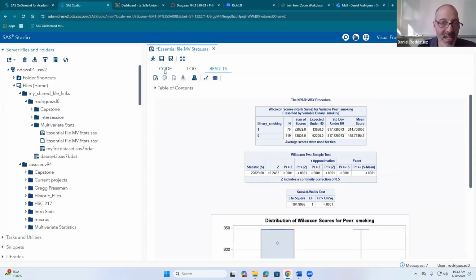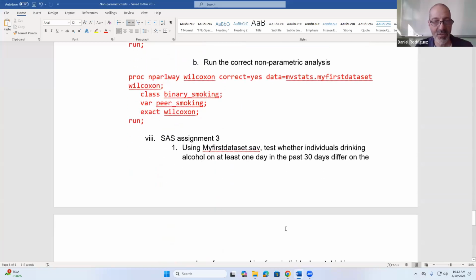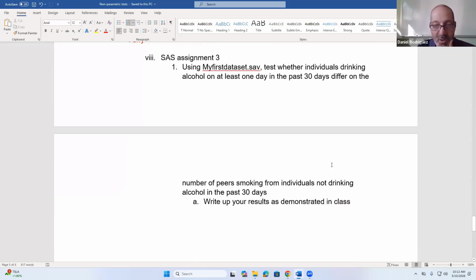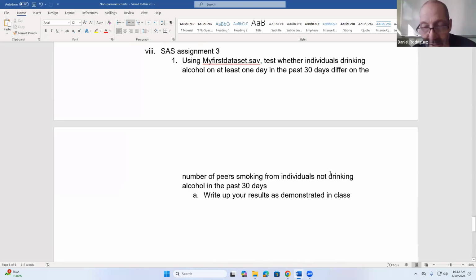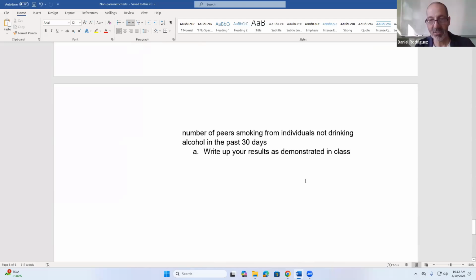Your next assignment, which will be due after you get back from spring break, is to use My First Data Set to test whether individuals drinking alcohol on at least one day in the past 30 days differ on the number of peers smoking from individuals who do not drink alcohol in the past 30 days. Write up your results as I showed you in class. However, this is an interesting problem because the alcohol variable is not set up to be binary, right? So you're going to have to set it up to be binary.